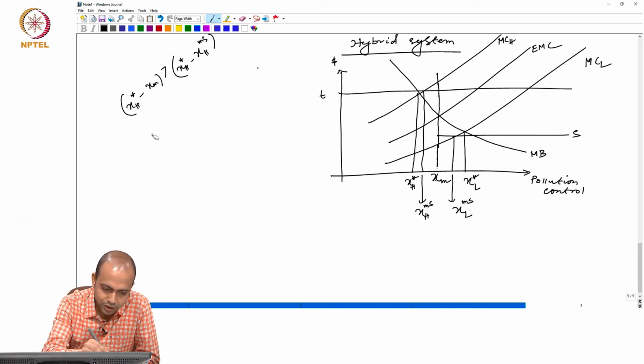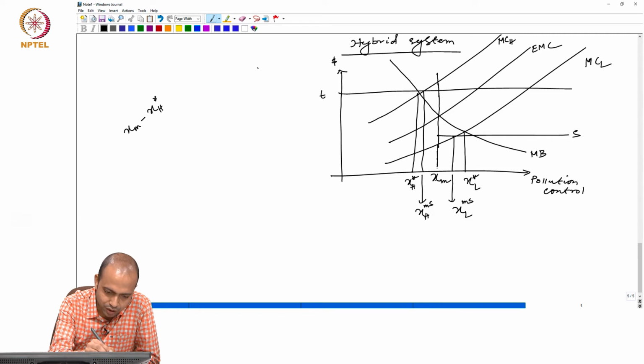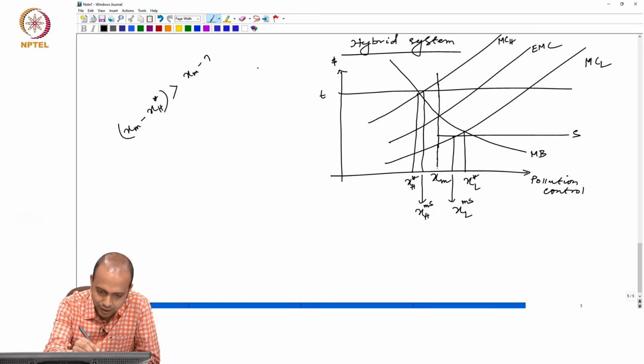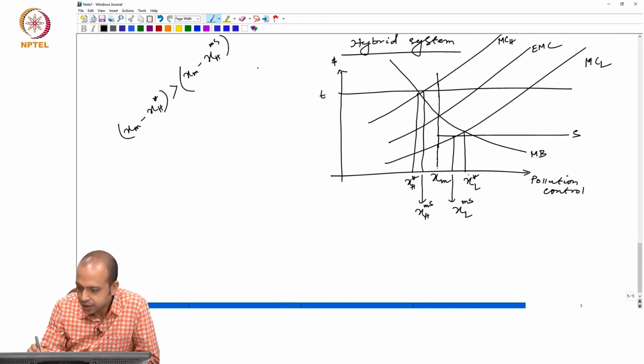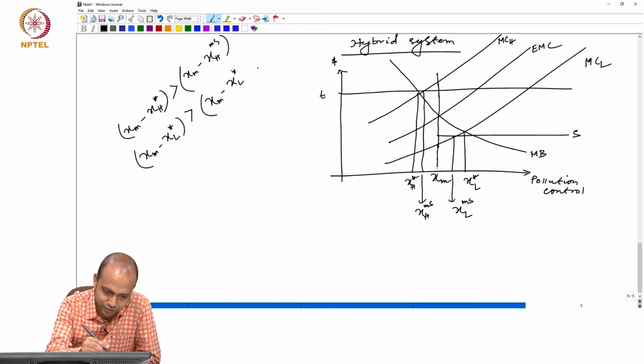Instead of writing in this way, I will write in that way. Let us say that XM, the first condition, XM minus XH star is actually greater than XM minus XH in MS. Okay. In this case also, the divergence XM minus XL star is again higher than XL in MS minus XL star, sorry, this is MS actually.